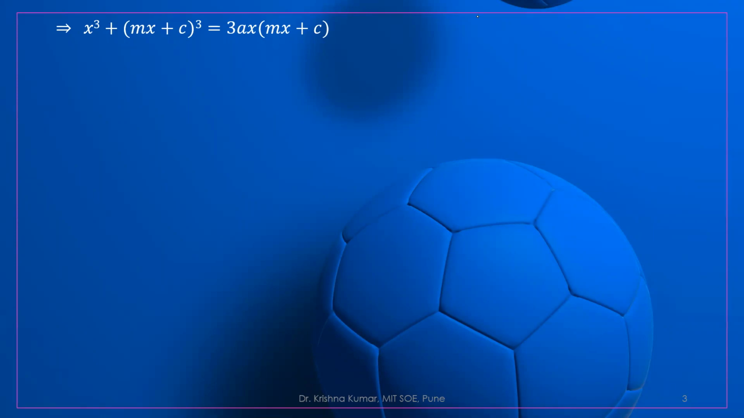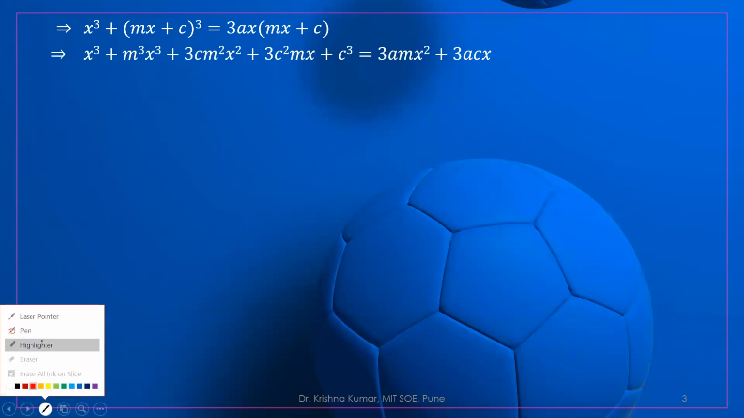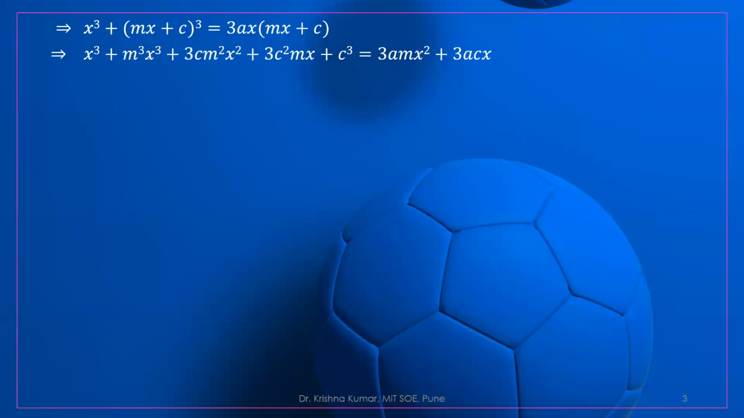Let us write down what is (mx + c)^3. Expand it. What is (a + b)^3? (a + b)^3 is a^3 + 3a^2b + 3ab^2 + b^3.